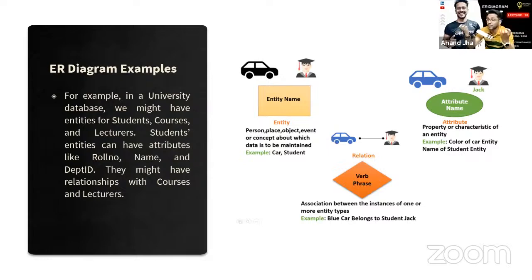Right? So it defines the property or characteristics of an entity. Color of a car is an entity. Name of the student is an entity. Model of a car is an entity. Then comes the relation. What are the relationships between these two?